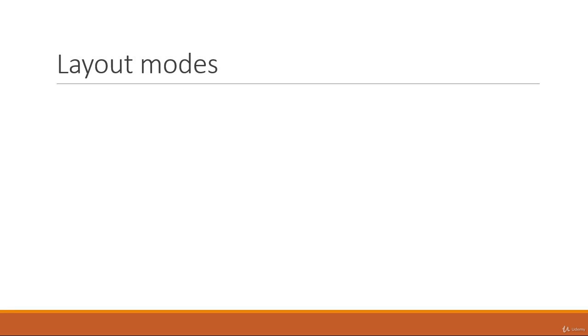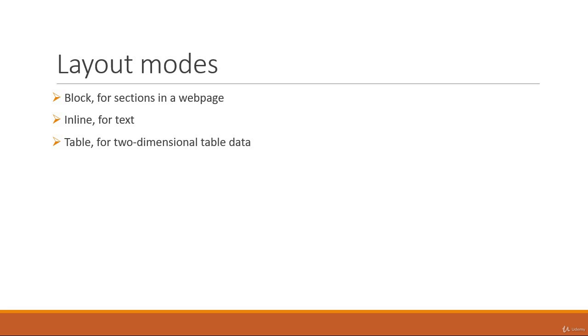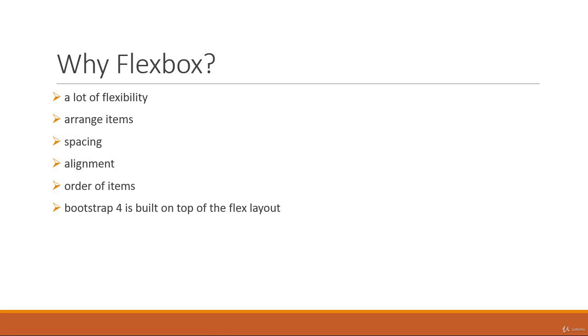Now, before Flexbox, there were 4 layout modes: block for sections in a web page, inline for text, table for two-dimensional table data, and positioned for explicit positioning of an element. But these layouts did not provide enough flexibility. We had to find all kinds of hacks to get the layout just the way we wanted. Working with floats, trying to vertically align the content, trying to create equal height columns, they were kind of a nightmare.